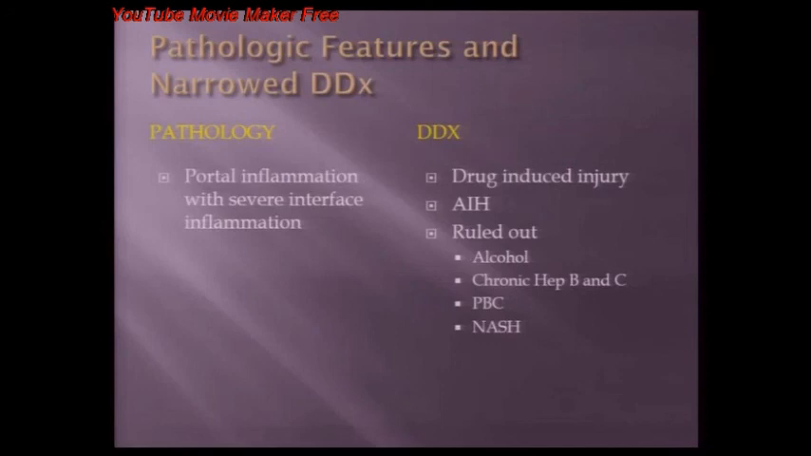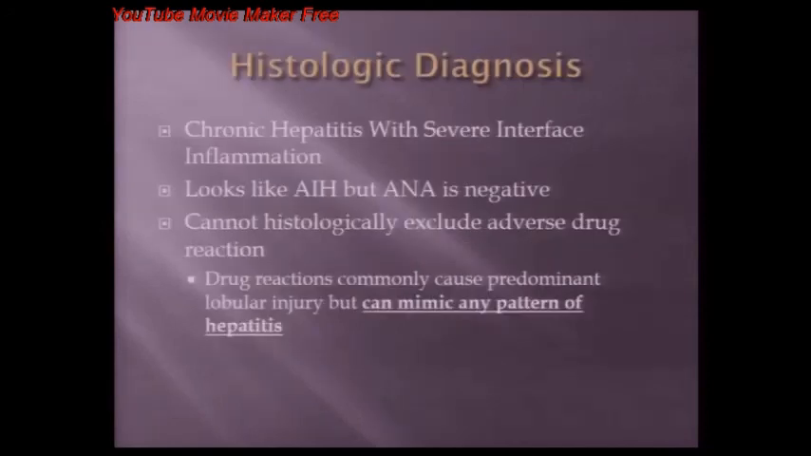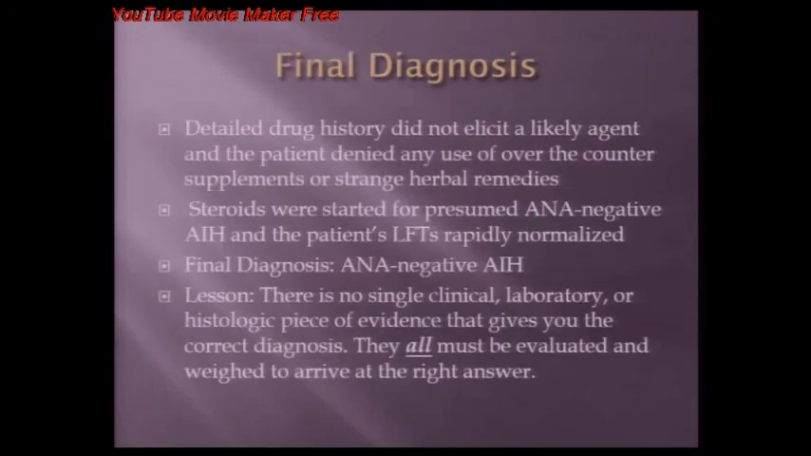Okay, so here's the problem. Looks like autoimmune, but the ANA is negative. Pathologists can never exclude drug in that setting. In this patient's case, the clinicians did do a great drug history. They couldn't find anything as a possible culprit, so they started steroids for presumed ANA negative autoimmune hepatitis, and her LFTs got normal very, very quickly. Okay, so after all is said and done, this is a patient with ANA negative autoimmune hepatitis. Okay, diagnosis made by everybody.